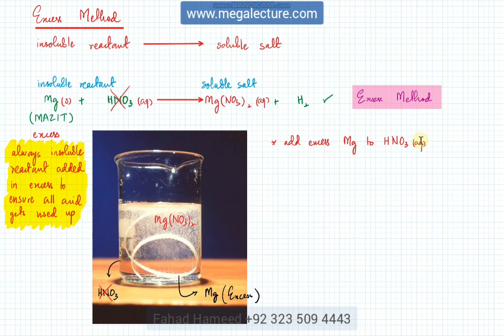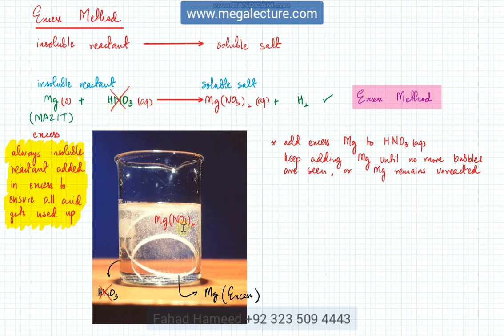So how would you know that it's gotten used up? Because once the nitric acid is gone, magnesium will stop reacting because it's got nothing to react with. And you won't see bubbles of H2 gas forming because the reaction will stop once the nitric acid gets used up. So what I've written is, you keep adding Mg until you stop seeing bubbles. That means all the nitric acid has now gotten used up.